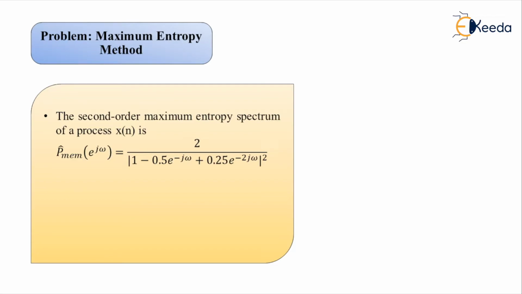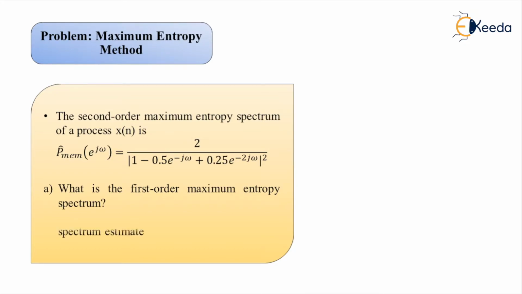Now, with these given details, we have to find the solution to two tasks. So we have two parts in this problem statement. The first part, A, is what is the first order maximum entropy spectrum, and the second part is to find the second order minimum variance spectrum estimate. So this is our problem statement, and it is very short and straightforward.